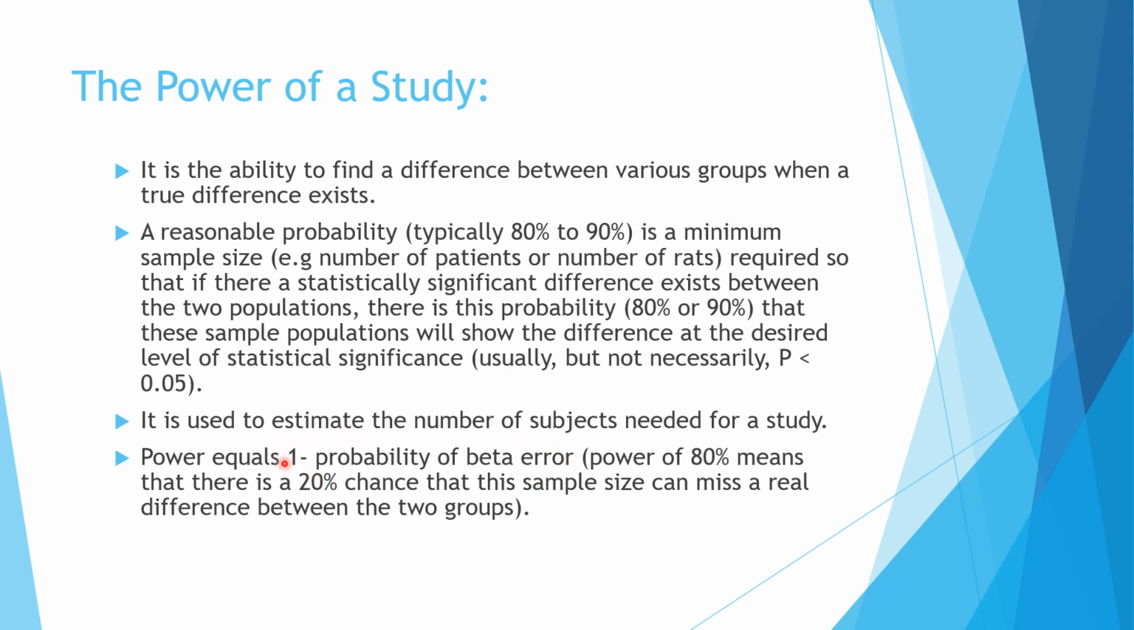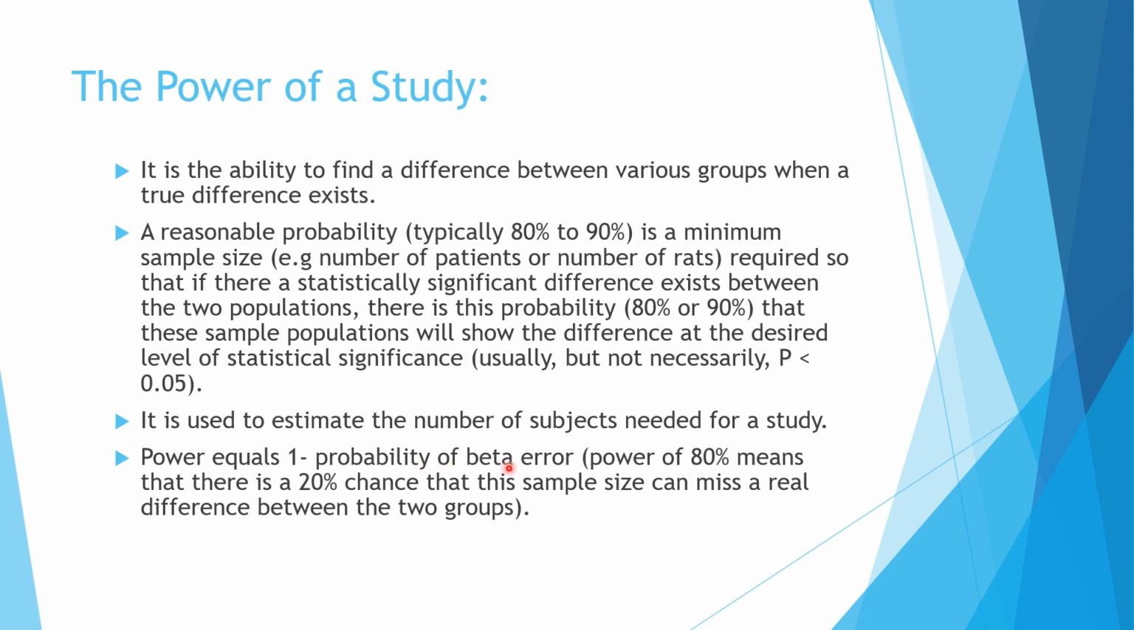If the probability of beta is 20%, your power is 80%, and that should be a good study. So a good study is a study that has power of at least 80%. If it's 90%, it's better, but you want it at least 80%. What does this 80% mean? It means that you have a 20% chance of beta error.